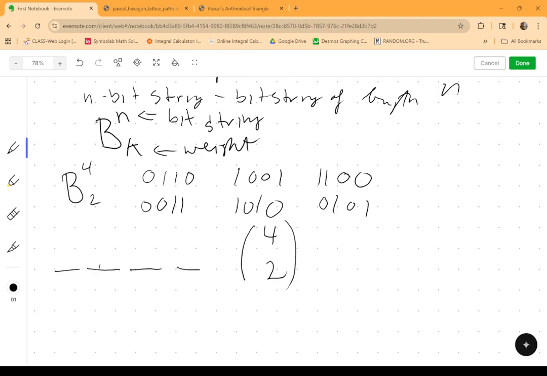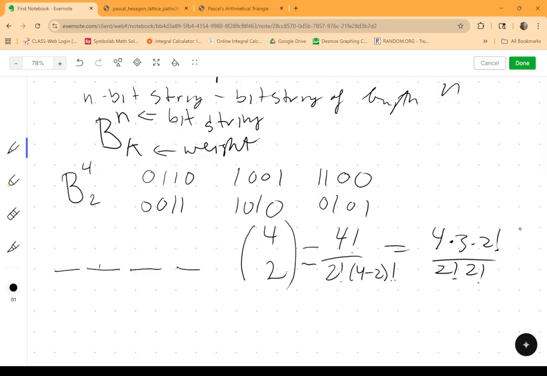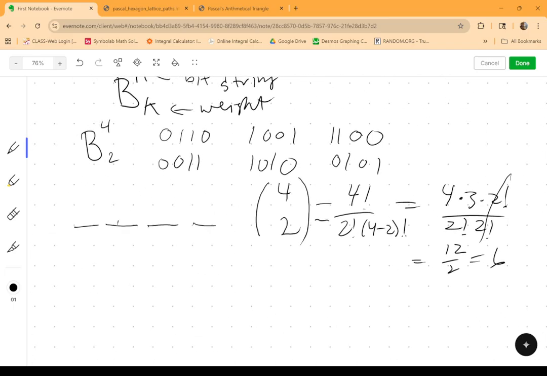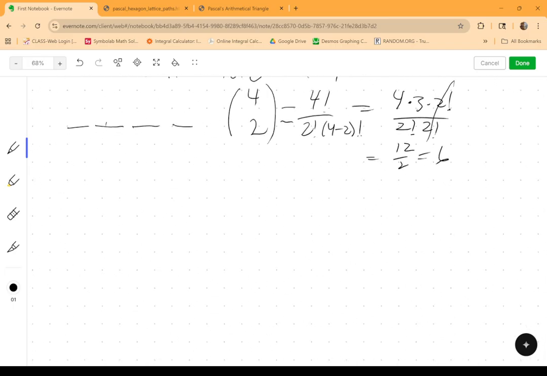Now we can see that there are 6, or algebraically, 4 times 3 times 2 factorial over 2 factorial times 2 factorial. That simplifies to 12 over 2, which is 6. Again, confirmed. While it seemed like something completely different, we're actually still talking about this choose number.